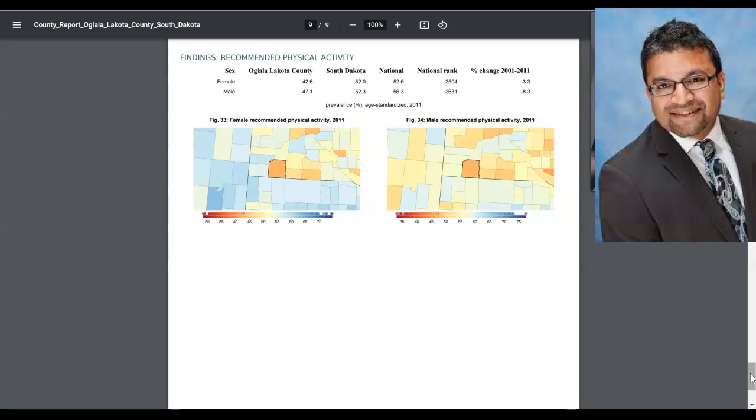We have more life expectancy, increased life expectancy, which is at par to the state and federal levels, and also some more decreased levels of substance use.